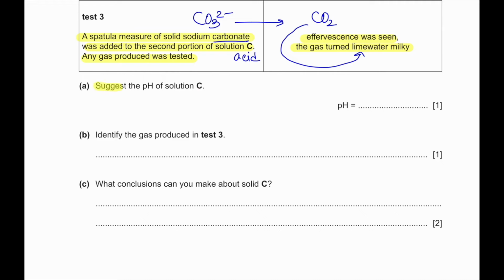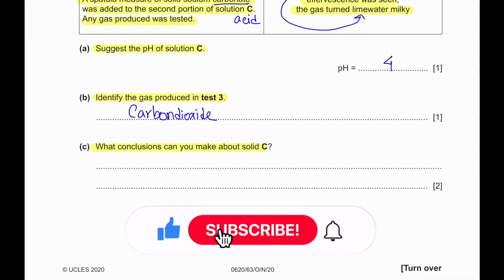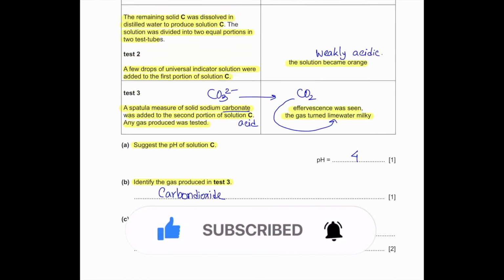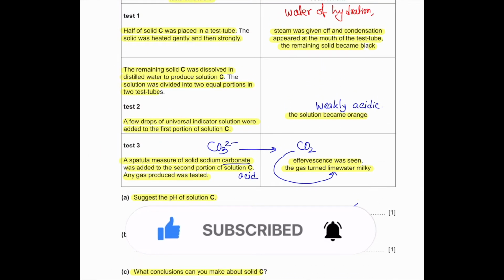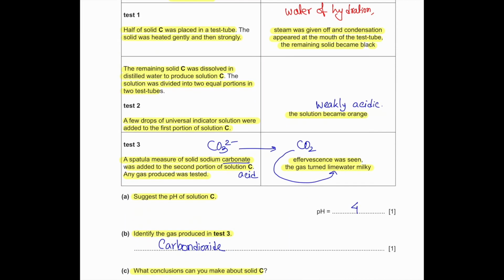Suggest the pH of the solution C. Since it is a weak acid, the pH could be like 4. Identify the gas produced in test 3. The gas produced in test 3 is carbon dioxide. What conclusions can you make about solid C? So for solid C, we can say that it is acidic and it contains water of hydration.